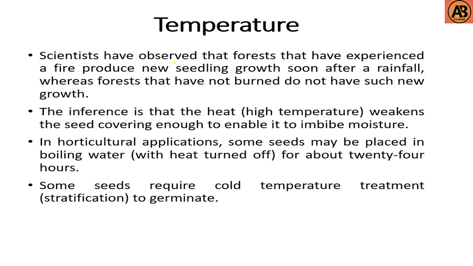Scientists have observed that forests that have experienced a fire produce new seedling growth soon after a rainfall, whereas forests that have not burned do not have such new growth. The inference is that the high temperature weakens the seed covering enough to enable it to imbibe moisture. In horticultural applications, some seeds may be placed in boiling water with heat turned off for about 24 hours. Some seeds require cold temperature treatment such as stratification to germinate. So this is the temperature for breaking down the dormancy.